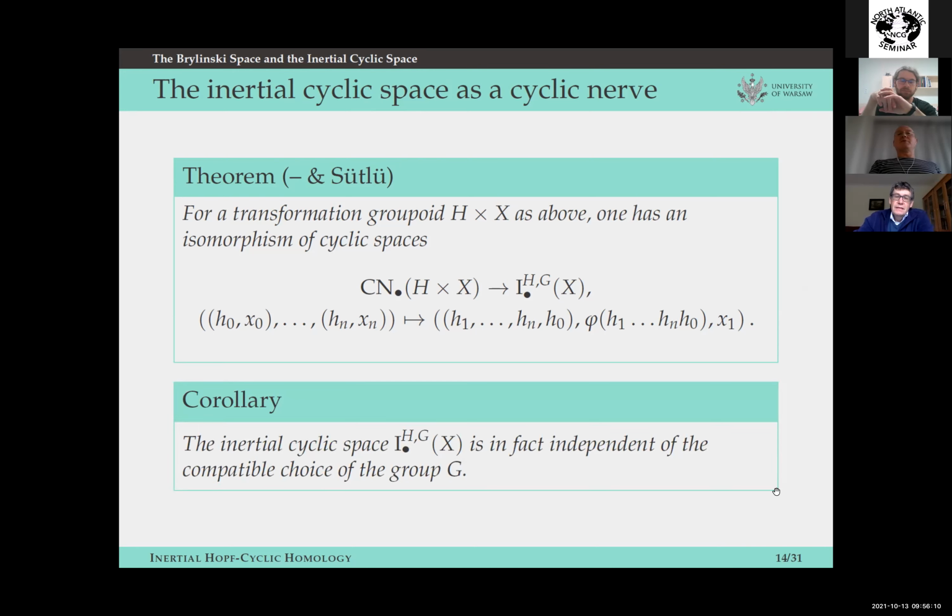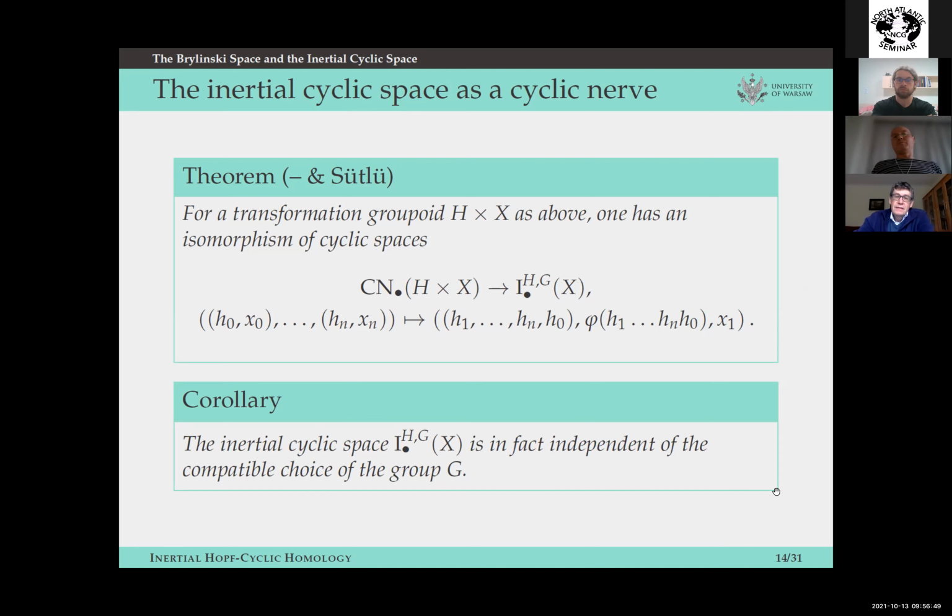From this definition of this inertial cyclic space, from this theorem claiming the isomorphism of the cyclic spaces, you can see that the right-hand side, which apparently depends on both groups H and G, in fact is independent of G. So we have the following corollary, that this inertial cyclic space, I with these two upper indices H and G, is in fact independent of the compatible choice of the group G.